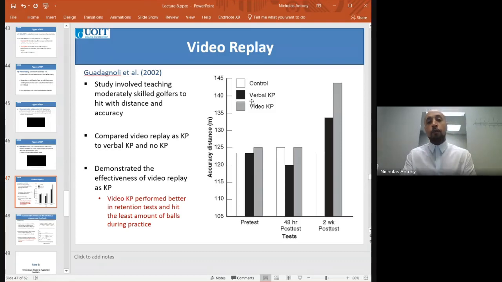Here we looked at the difference between types of KP. This is golf, and it showed that video replay was better than verbal feedback, which relates back to the previous slide that said video replay is sort of the best way to provide augmented feedback for learners. And you can see that at post test, the video replay people were the best.